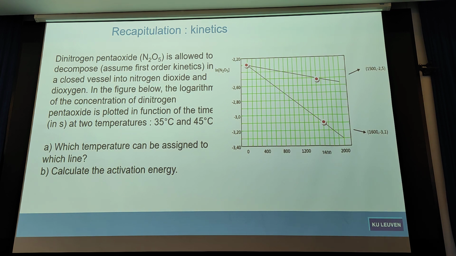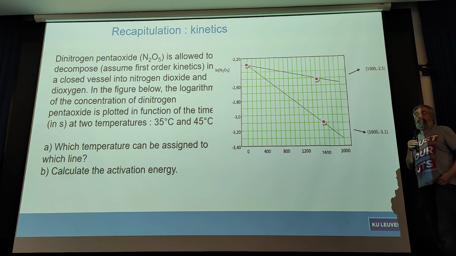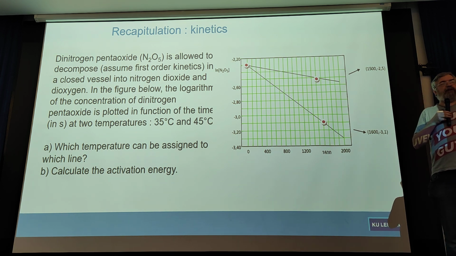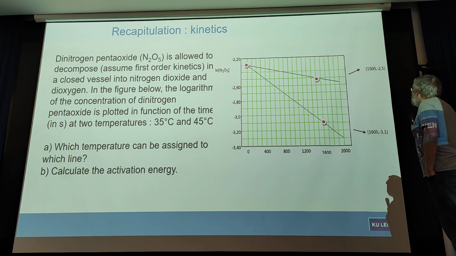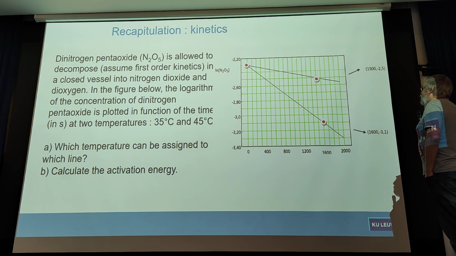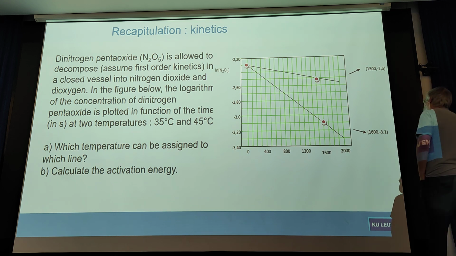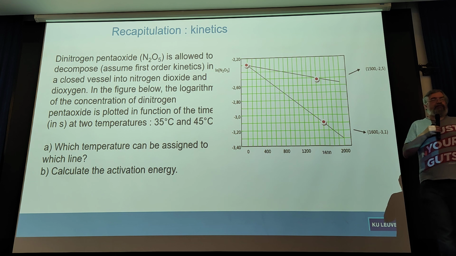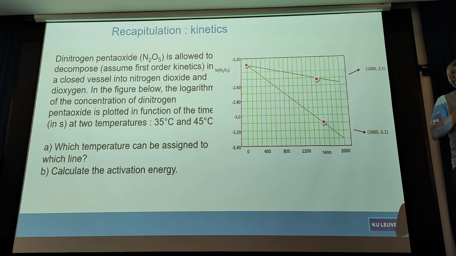Okay, so we have some data here. There are two different temperatures, 35 degrees Celsius and 45 degrees Celsius. Again, we shouldn't really hesitate too much. Which curve is the 45? Because at 45 degrees it goes faster. So that's one that should go down faster than the one at 35 degrees.